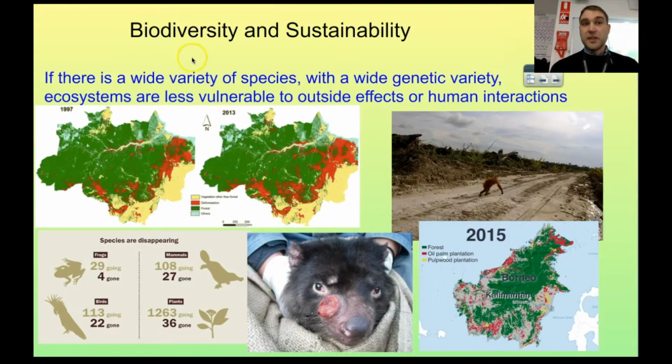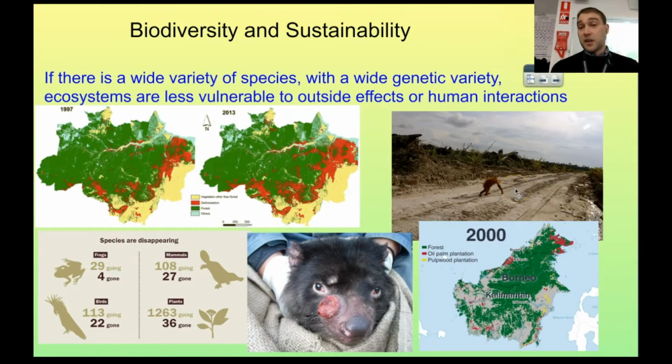So just restating, if there's a wide variety of species with a big genetic diversity, then your ecosystems are less vulnerable to outside effects and human interactions. Humans can have big impacts all over the world. So here we have deforestation. Here is Brazil, and here is the rainforest in Brazil, and you can see that from 1997 to 2013 there's been a big change. The areas where the forests were are decreasing, so getting more deforestation, and you get vegetation other than forest coming in and replacing it.